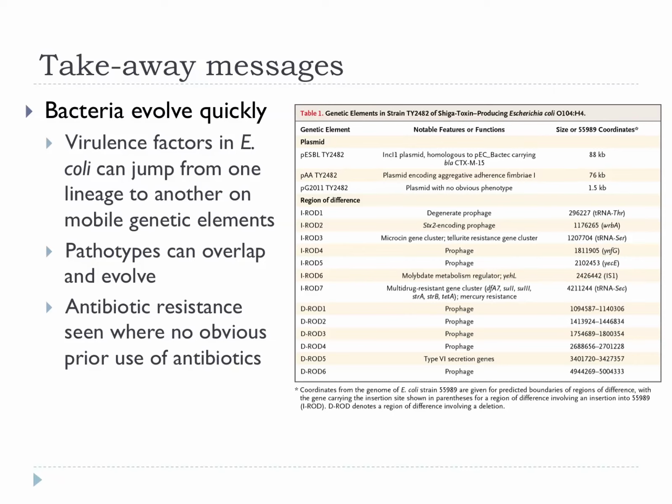The other worrying thing was that we saw antibiotic resistance where there was no obvious prior use of antibiotics. You don't normally treat diarrhea with antibiotics, and you're not supposed to treat STEC infection with antibiotics. But this organism came with an extended spectrum beta-lactamase encoded on one of its plasmids. So how did it pick that up? Where did that come from? It's quite worrying.